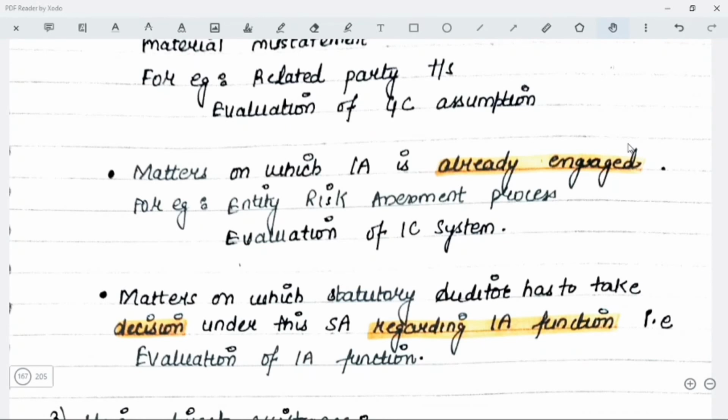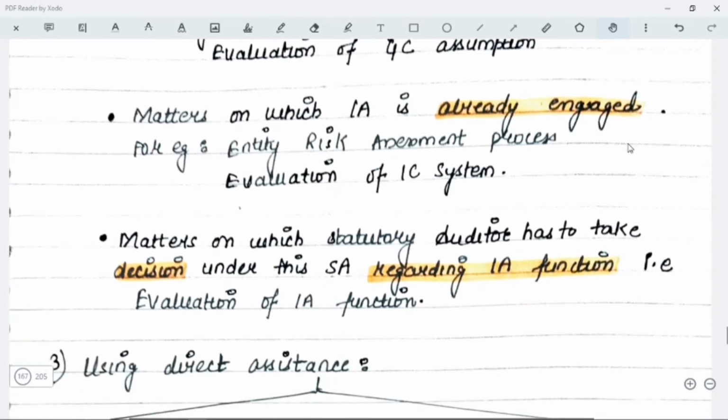Matters on which the statutory auditor has to take a decision under this SA regarding the internal audit function, that is the evaluation of the internal audit function. You are going to take some decisions based on the internal audit function and you are seeking the direct assistance from the internal auditor only. Can you expect that you will get the right answer in that case? No, you cannot expect. So here it's not advisable that you take the direct assistance from him.